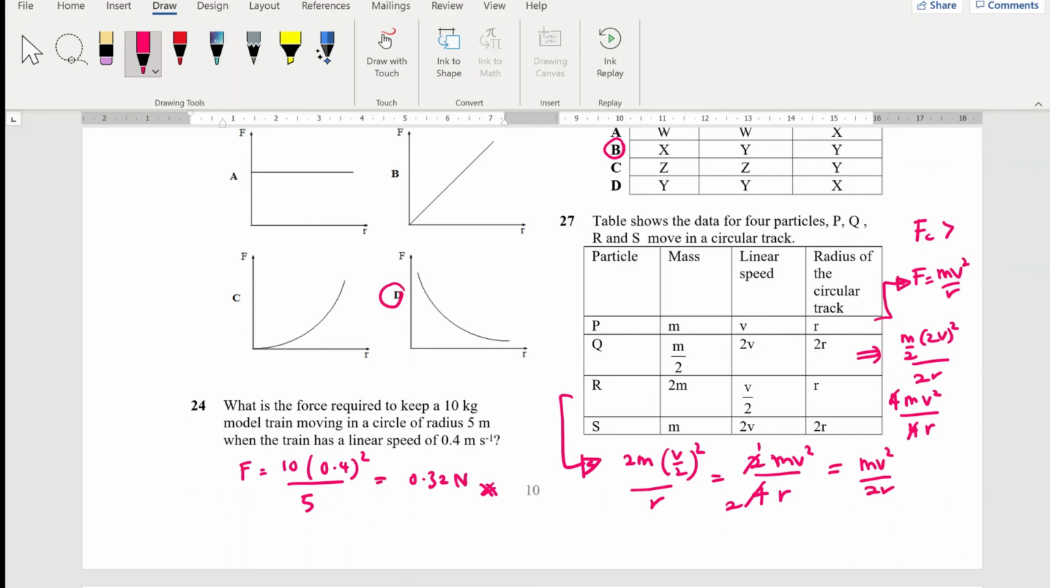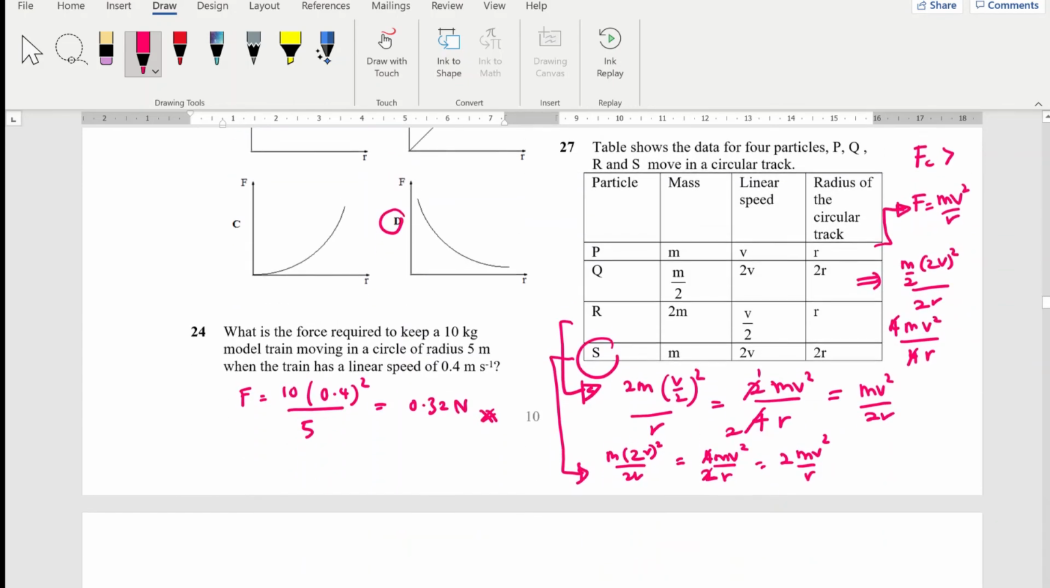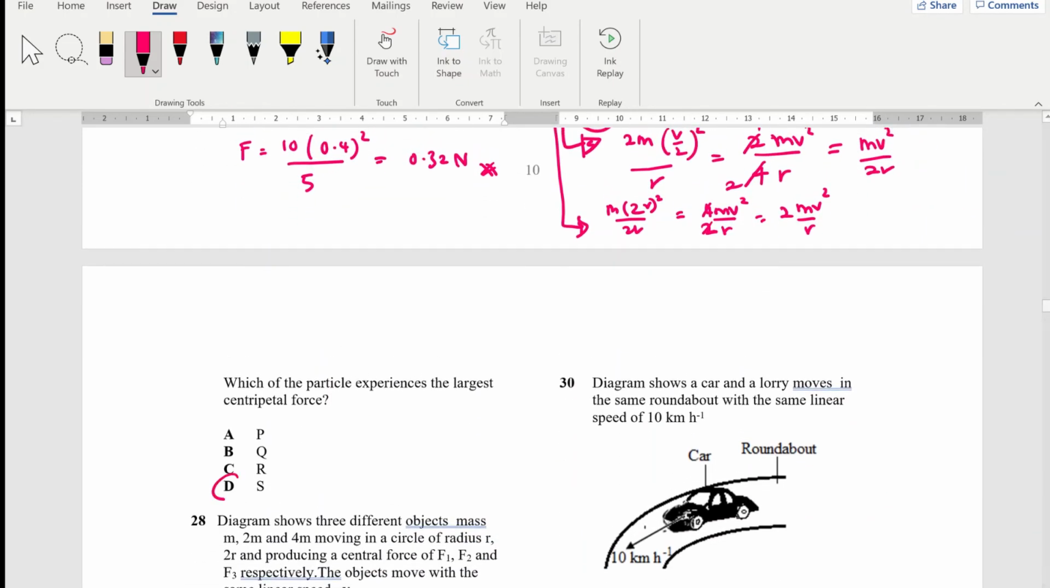Okay, untuk S, saya kira kat bawah ni lah. M 2v squared over 2r. So kita akan dapat 4mv squared over 2r. So 2mv squared over r. So jawapan dia ialah S. Okay, 27 is donkey.